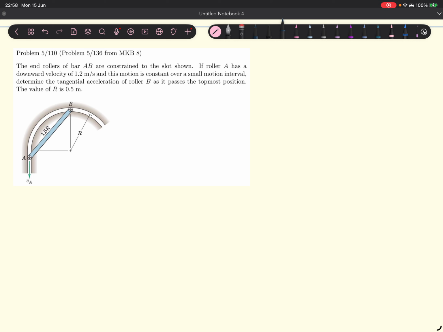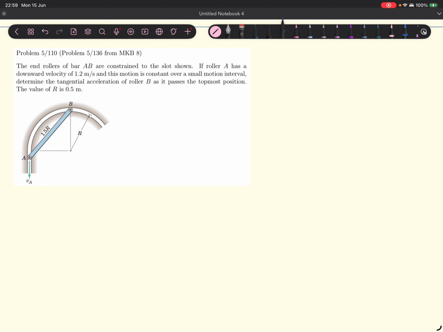Okay, so in this question we're asked to solve for the tangential acceleration of roller B, and the only piece of information we're given is that point A has a velocity of 1.2 meters per second downwards, and we are told to assume that the motion is constant over a small motion interval. So meaning the velocity of A is constant in this case.